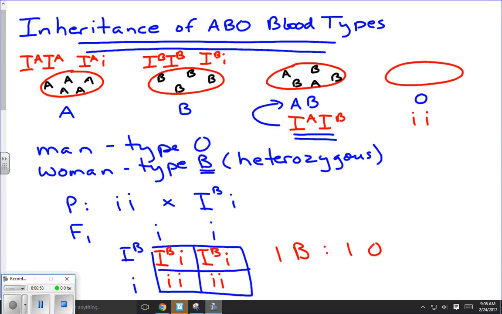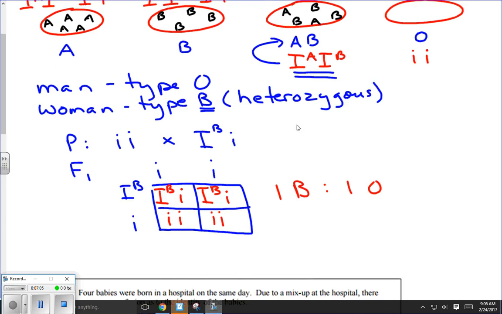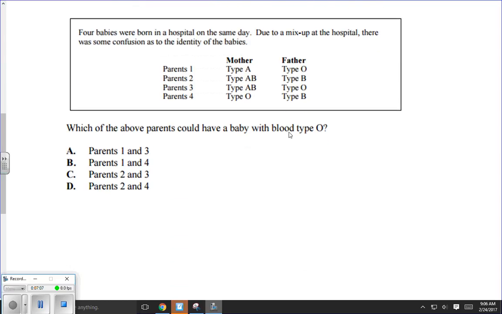All right, so that's pretty straightforward examples. Let's take a look at some diploma exam style questions. Here we've got an interesting one. 4 babies were born in a hospital on the same day. Due to a mix-up at the hospital, and don't worry about that, hospital mix-ups don't happen, there was some confusion as to the identity of the babies. So we've got 4 sets of parents, we've got their blood types, and what we're being asked is which of these parents could have a baby with type O blood.